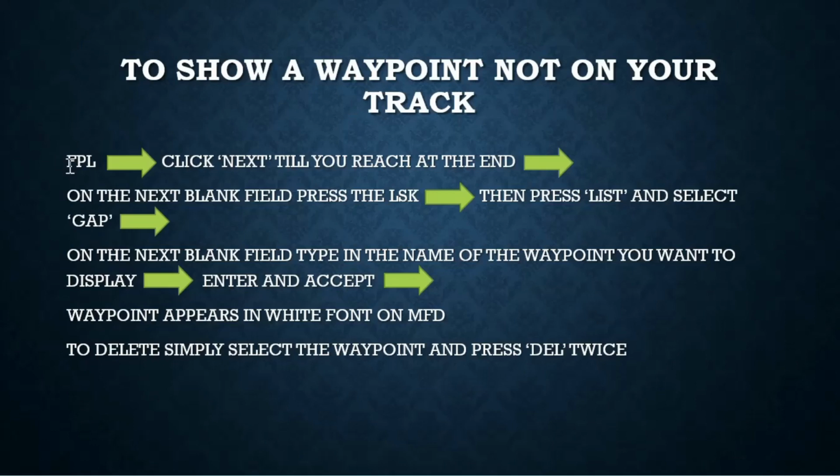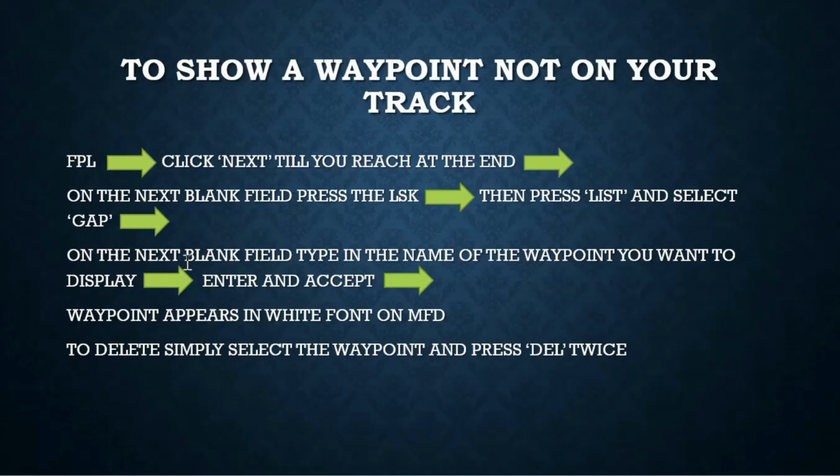So you go to flight plan on the FMS, and then you click next until you reach all the way to the bottom, to the end of the flight plan. On that page, when you reach right at the end, the next line will be blank. You're going to press the line select key for that line, and then it will highlight that line in white so you can enter something. Then you're going to press the list button on the FMS, and then you select gap, which will be on the right hand side with its line select key.